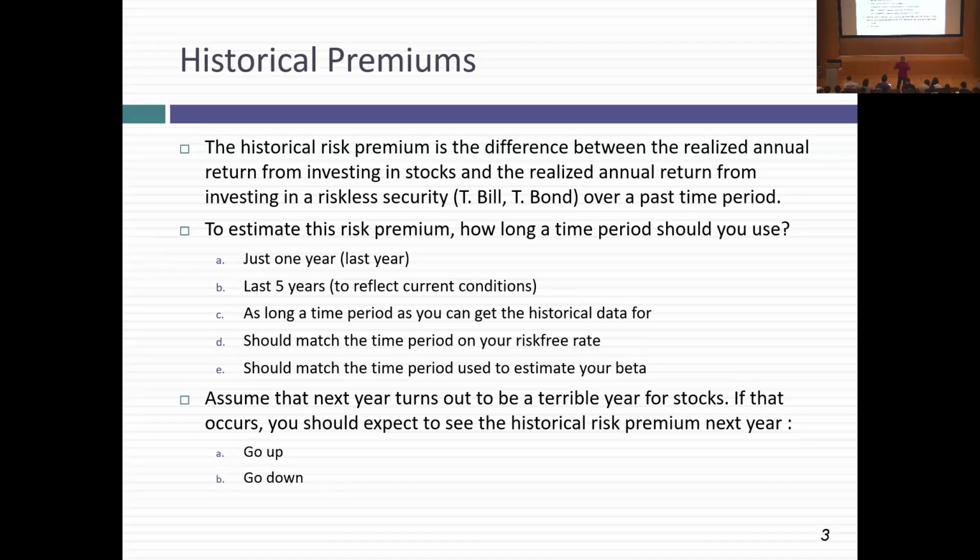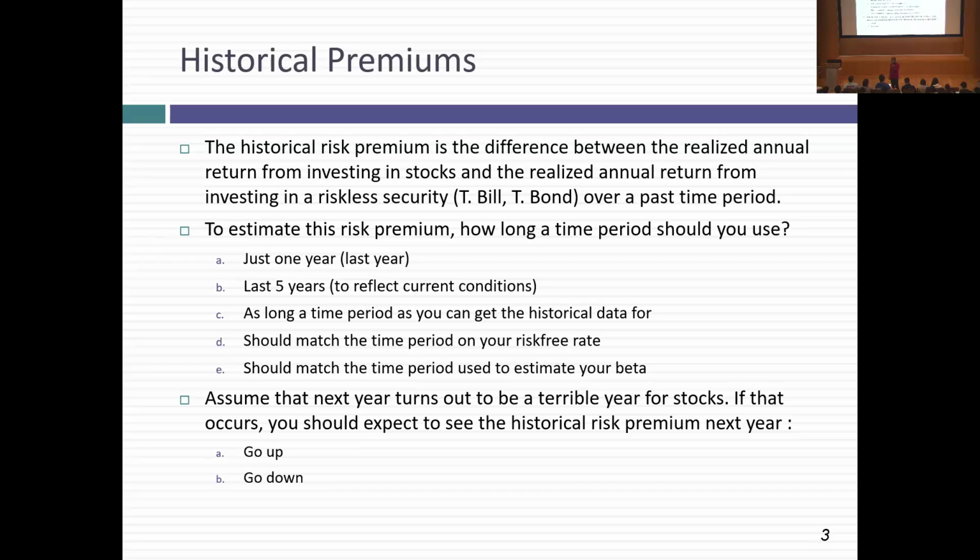So here's my question. Let's assume you're estimating historical risk premiums. So you're looking at past risk premiums, not because you care about the past, but because you want to use them as a predictor for the future. And I'm going to give you choices on how far back to go. I could go back just 1 year. After all, I want the most current numbers.